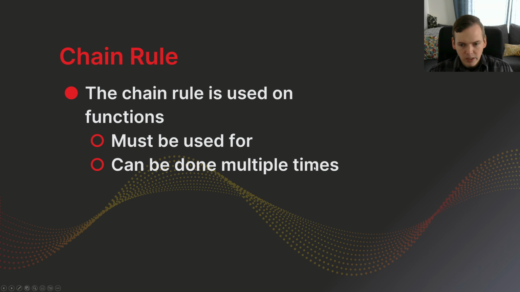So the chain rule is used on more complex functions. And specifically, we're looking at composite functions. So it's used on composite functions, which, if you remember, is where you have something like this, f of g of x, meaning there's a function inside of another function. And it must be used for all composite functions. So if you have a composite function, you have to use the chain rule. You don't have an option with that.